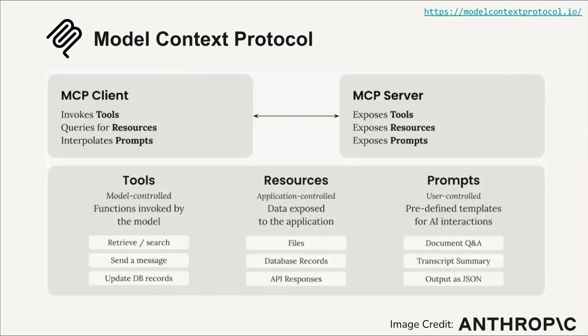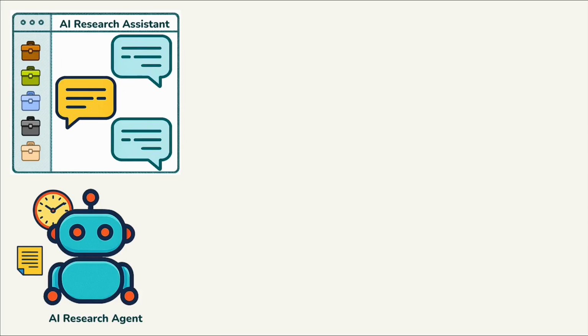The Model Context Protocol, recently released by Anthropic, empowers large language models with tools, resources, and prompts. It's an emerging standard that is rapidly gaining adoption. BioMCP is an instance of the Model Context Protocol that helps with building AI research assistants and AI research agents.